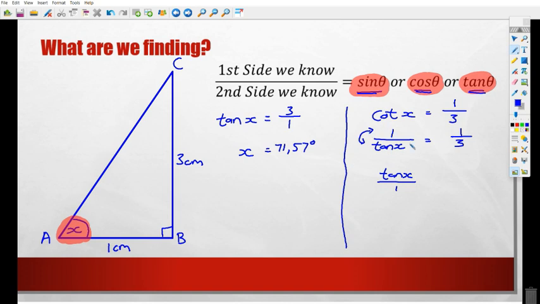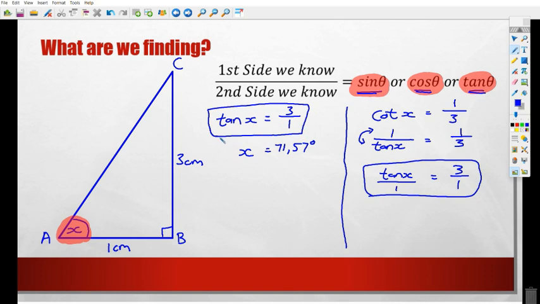But I can't just flip on one side. I need to flip on the other side. So if I flip this, you're going to get 3/1. Now look at this, and look at this. Now it's exactly the same thing.